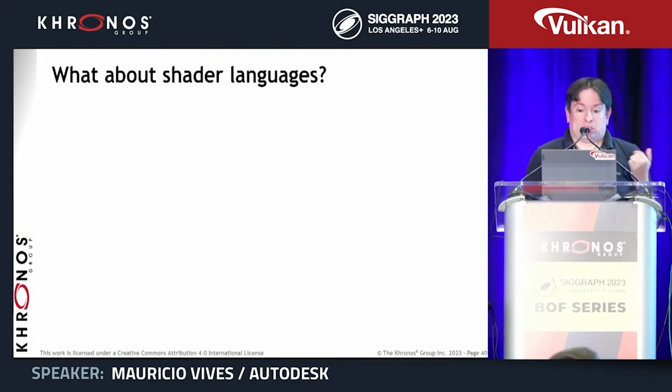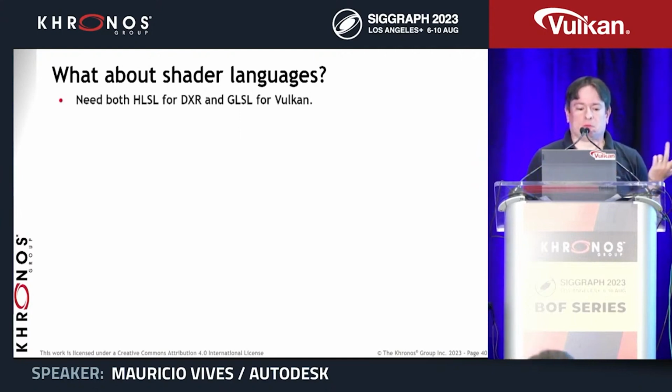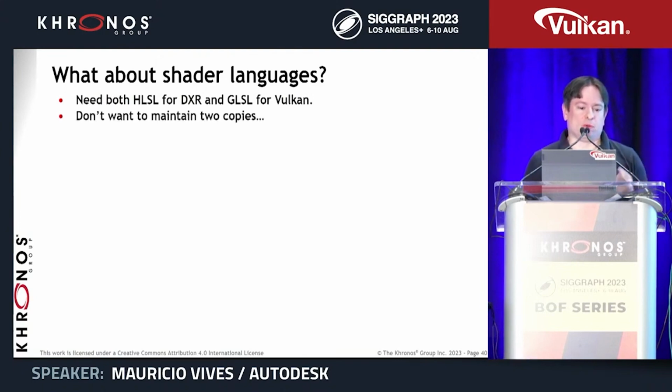One of the main challenges that you have to deal with when you address multiple graphics APIs is this one. What about shader languages? Bane of our existence. So we needed both HLSL for DXR and GLSL for Vulkan. We don't want to maintain two copies. I've been there, I've done that. It's no fun, although you could do that, I guess.